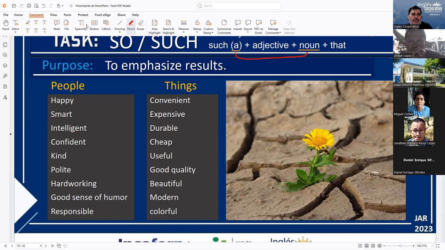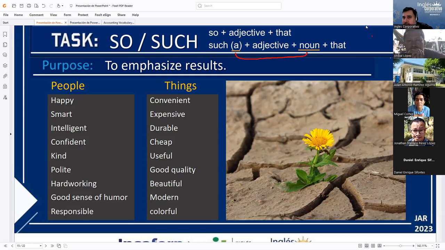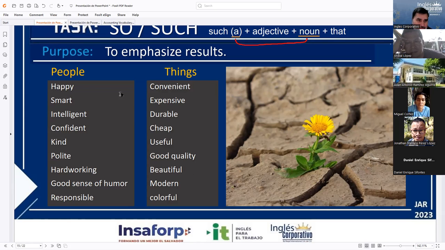Okay, you may say, teacher, what's the meaning? The meaning is that if the noun is plural, you don't use a. If the noun is uncountable or non-countable, you don't use a. That's why a is in parentheses. You use it only with singular count nouns. If you have a non-count noun, no a. If you have a plural noun, no a. Okay? Okay, let's see. We have examples here.